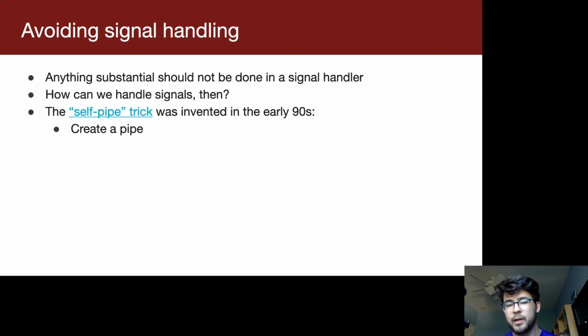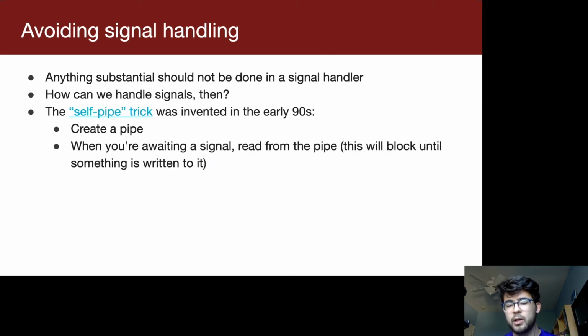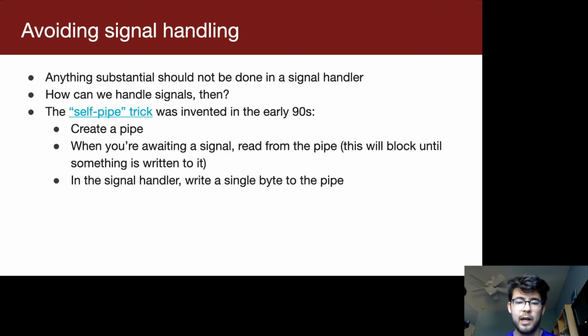So we create a pipe, and then when we're awaiting a signal, in your main code, you just continually read from the pipe. The read syscall, if called on a pipe, is going to pause, it'll sleep, until something is written to the pipe. And then in the signal handler, when you get a signal, write a single byte to the pipe. That'll wake up your main code, and then your main code will say, oh, I got something out of the pipe. I must have gotten a signal.